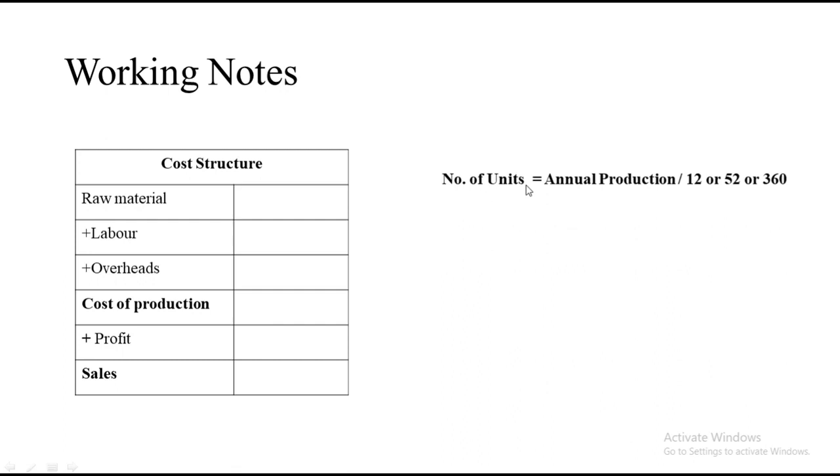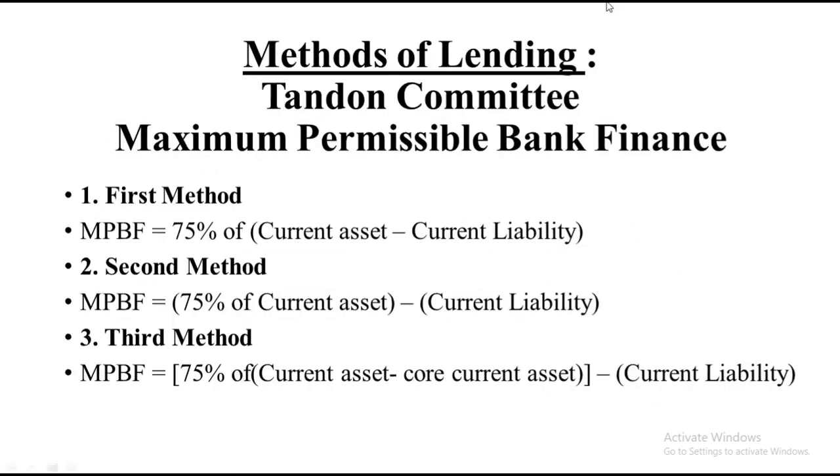After getting this, we will be solving the sum based on working capital, and after solving it, there will arise one question where they will ask you to find the maximum permissible bank funding, or bank financing. For that, there are three formulas that we'll have to follow. It's called methods of lending under Tandon committee, where we'll be finding the maximum permissible bank finance.